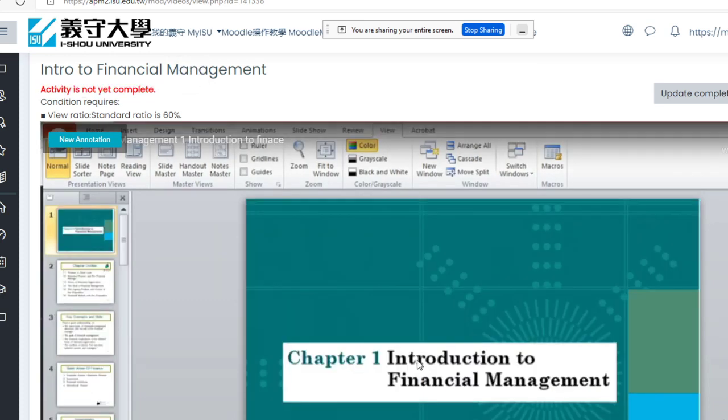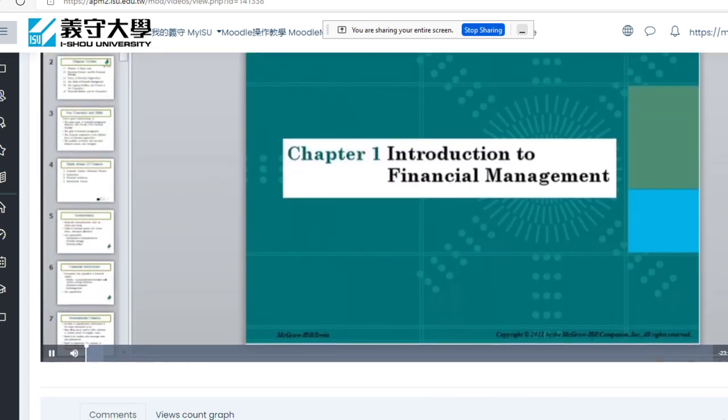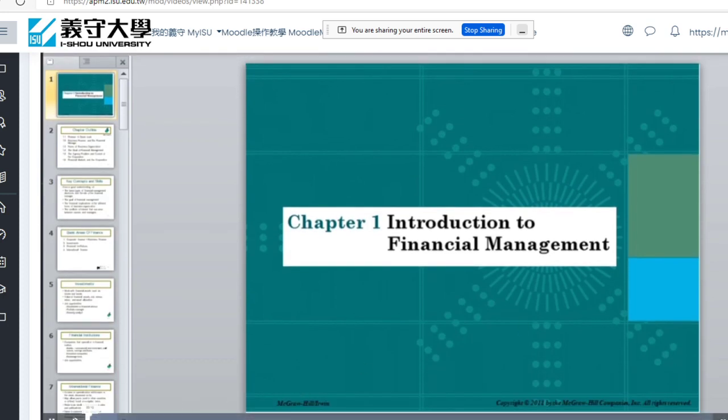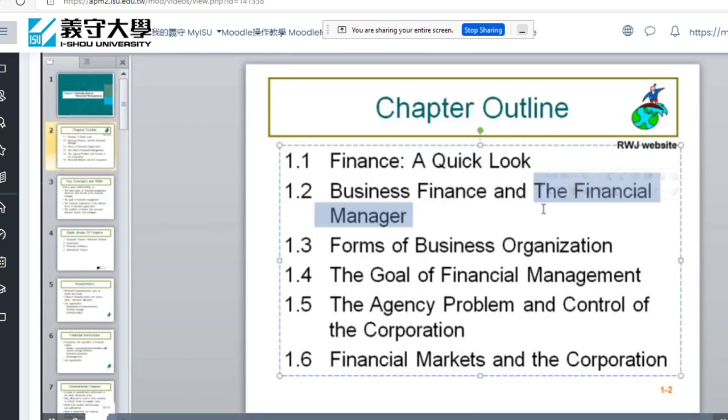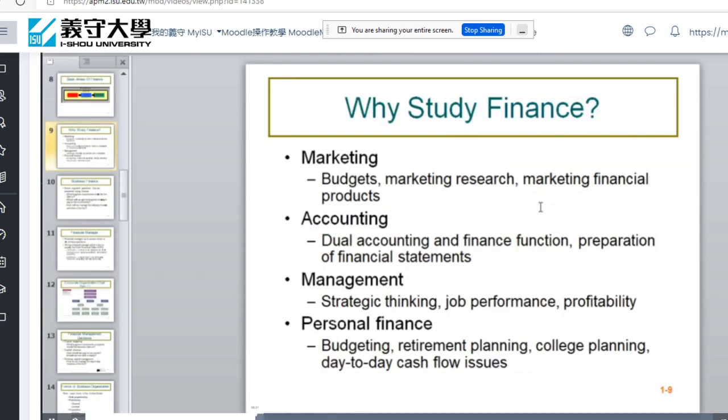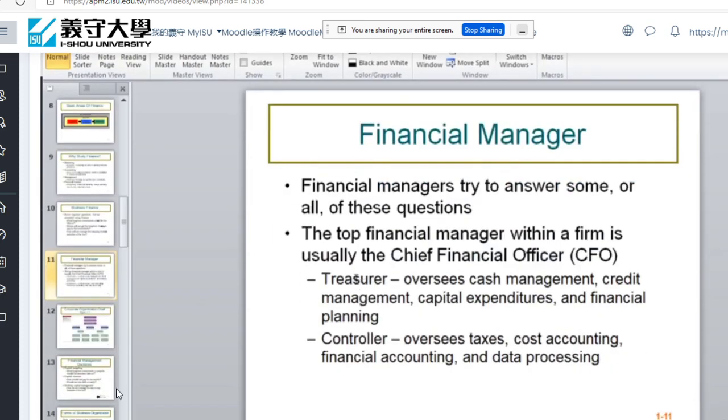Welcome to our first lecture in financial management. In this lecture, we will have a brief introduction to financial management in general. Manager, what is the main goal? Evaluating or calculating. Why would you want to study finance? A lot of other levels as well, such as a treasurer.